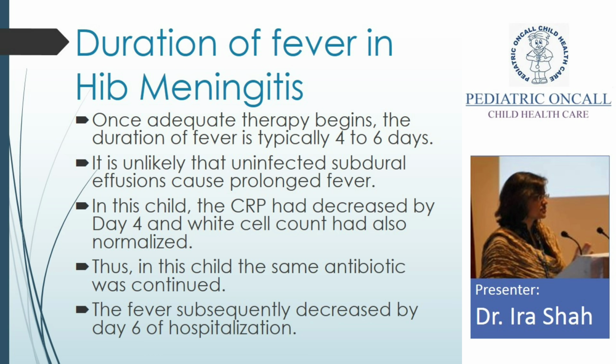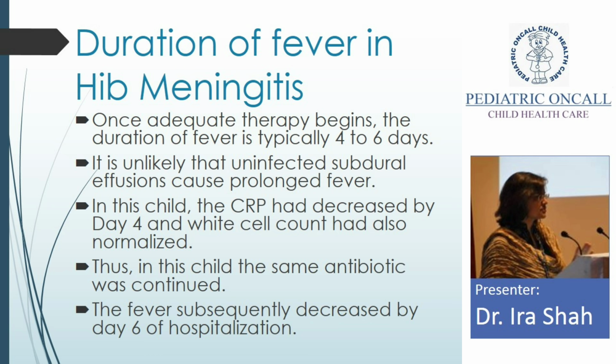What you could do is look at the, I've been stressing on procalcitonin since morning. Look at the CRP, look at the procalcitonin. If CRP has decreased, white cell count is normalized, I wouldn't do a repeat LP also here. Just observe the child. So this child, we continued the same antibiotic, CRP came down, WBC count came down. Fever went away on day 6.